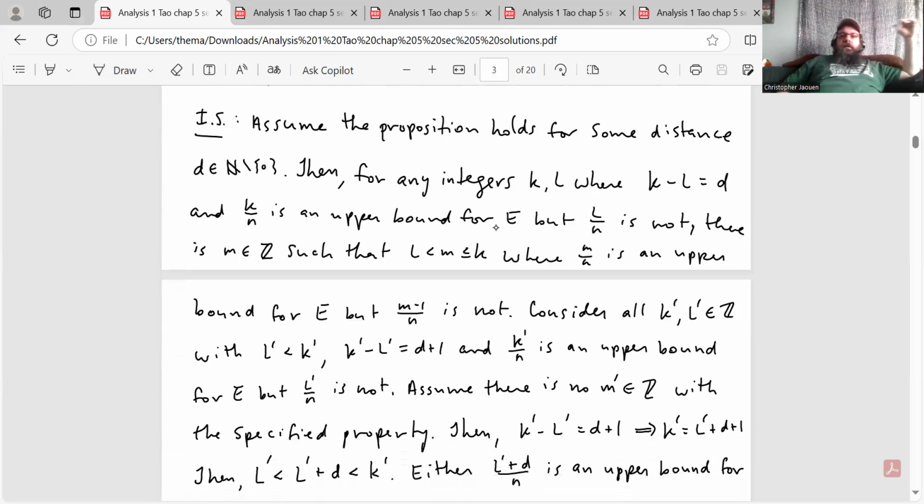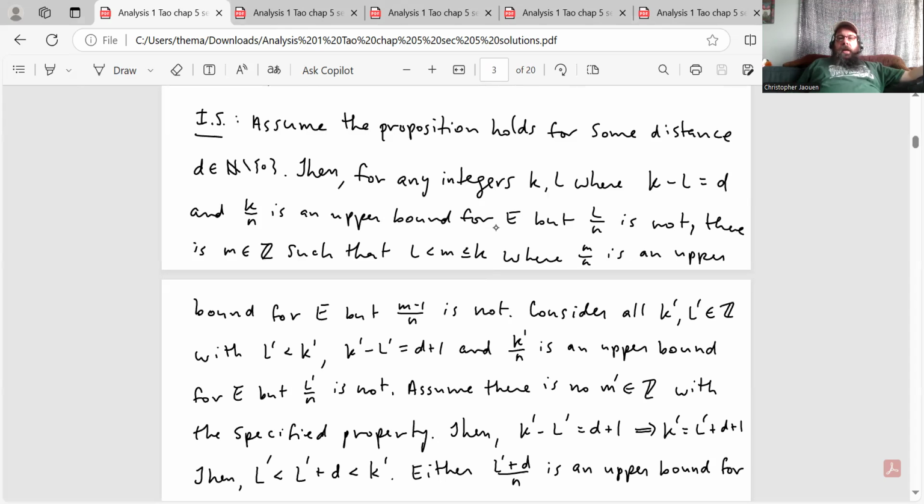Then we go on to the inductive step. Assume the proposition holds for some distance D in the natural numbers minus 0, or in other words, D is a non-zero natural number, right? That's the distance between the two integers K and L. Then for any integers K, L, where K minus L equals D, and K over N is an upper bound for E, but L over N is not, there is M in Z such that L less than M less than or equal to K, where M over N is an upper bound for E, but M minus 1 over N is not.